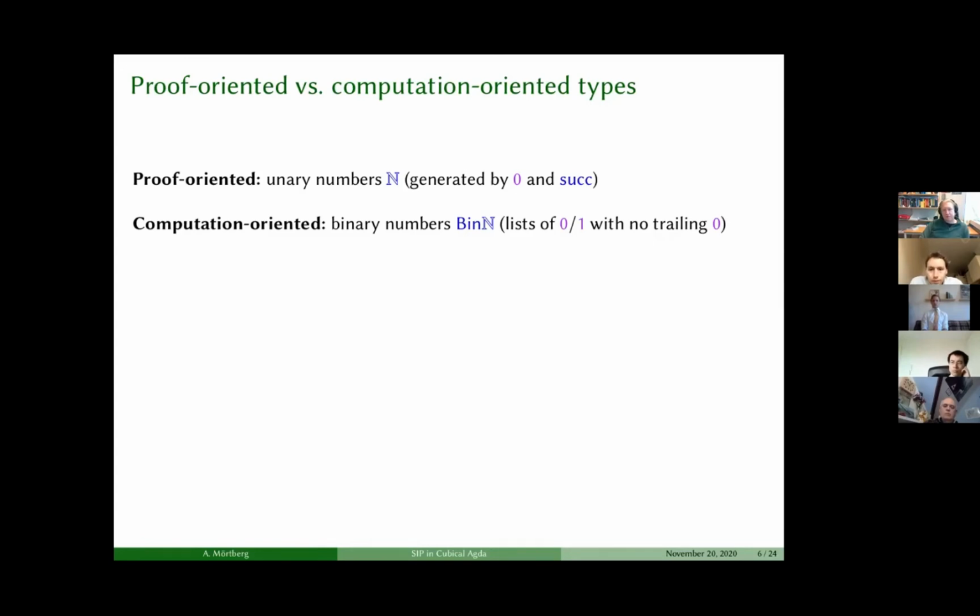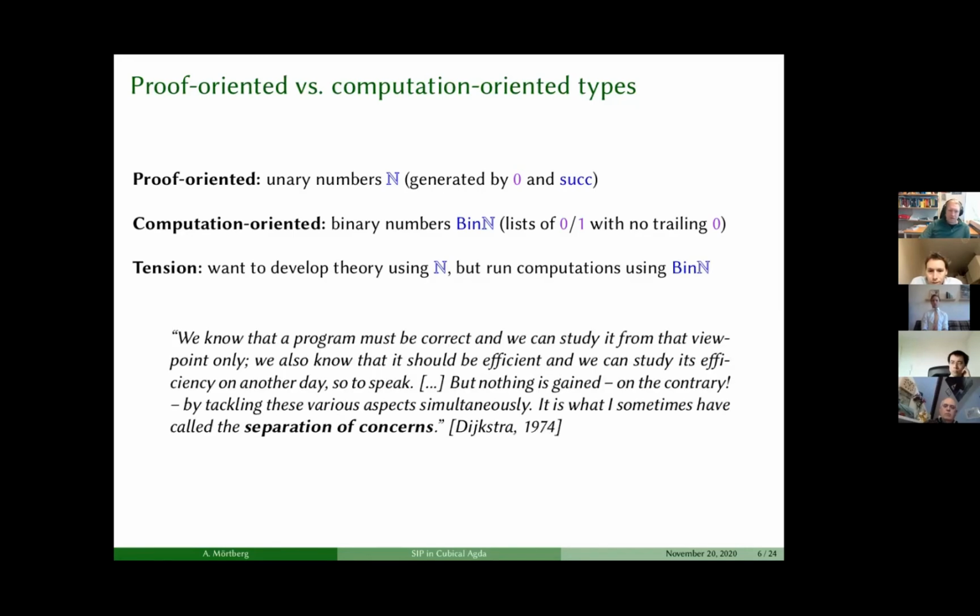So for that, you maybe want to use binary numbers, which are just lists of 0 and 1 with no trailing zeros. So there are these two different ways to represent the natural numbers. There's some tension when you're formalizing a library: you have to make a choice about which definitions you are going to work with, and then you formalize your whole library. So how do we get both worlds?